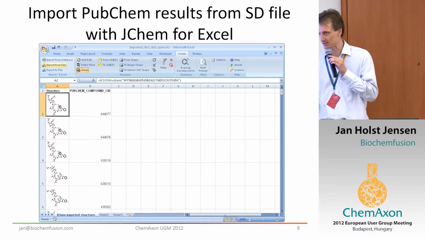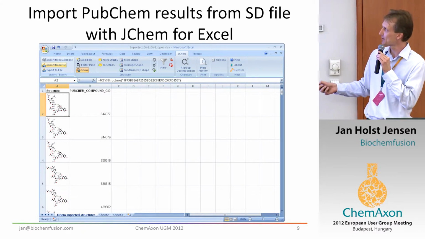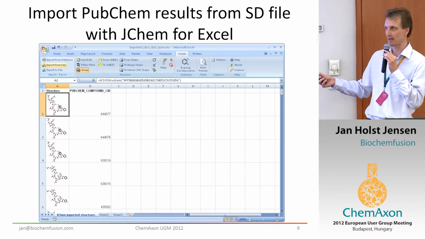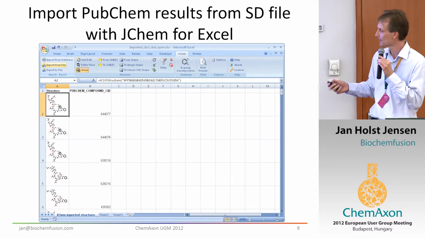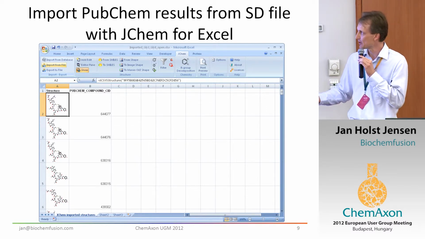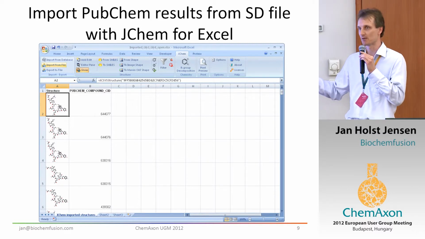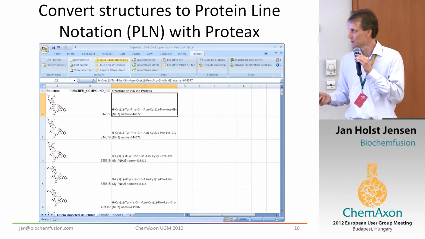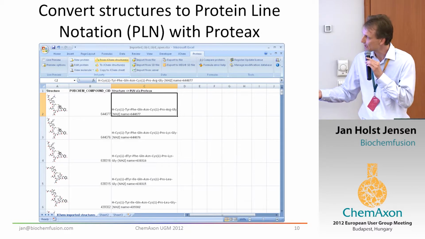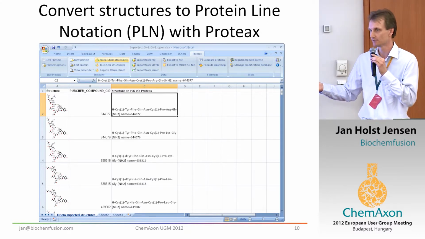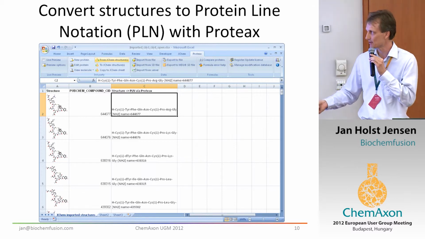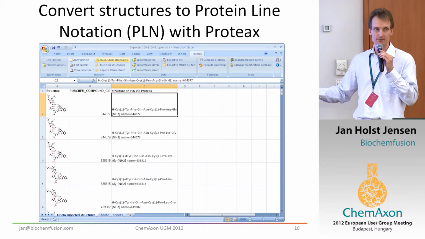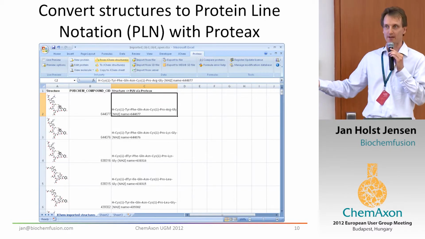I'm using Excel because I tend to like it, and also because we have JChem for Excel, and there's also a Protex Excel add-in, the Biochemfusion software. I've used JChem for Excel to import the SD file, which represents all the hits we found in PubChem. And next, I'll use the new from JChem Structures functionality in the Protex add-in. If you have JChem Structures in your Excel sheet, you can just press that button and have that mapped into peptide sequences. That makes it a little bit easier to see what we have here.